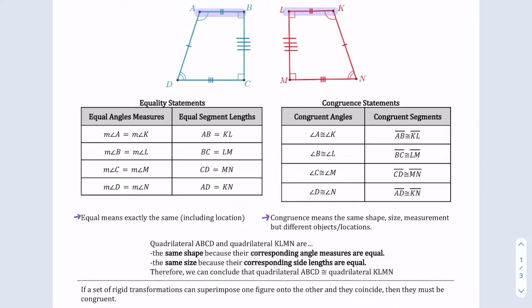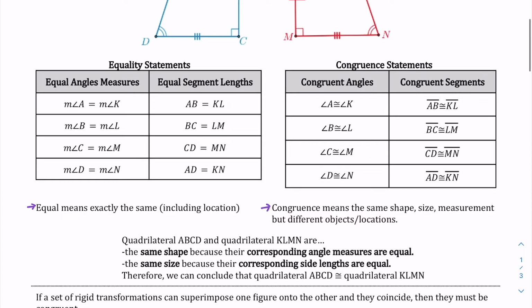means same shape, same size, measurement, but different objects, different locations. So we can say that segment AB is congruent to segment KL. They're the same exact size. They're just in a different spot. They're on a different object altogether, but they're the same everything else. They're just on a different object, I guess.